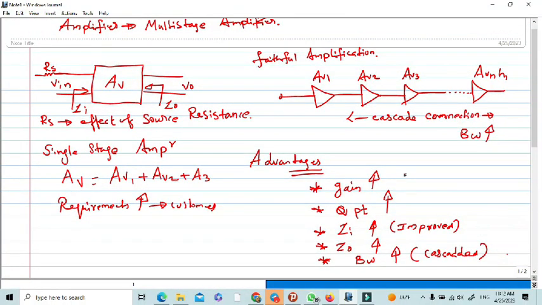How we are going to get the amplification factor, what the gain is, what the important types available are, what the types of modification available are, everything we will discuss in the next video.